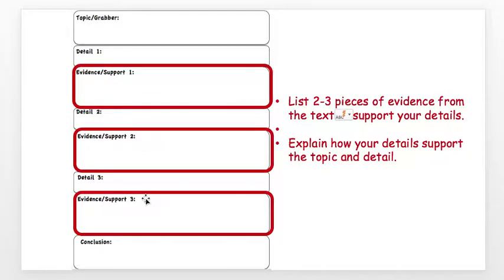And then you have your evidence and support boxes. And this is just like we had with our opinion writing. You're going to go and find evidence from the text that's going to support your details. You want 2 to 3 pieces of evidence from the text. So you can either quote something from the text or you can paraphrase. But you want to have at least 2 to 3 pieces from the text, and then you're also going to explain how these details support your topic. So you can put in some of your own thoughts.